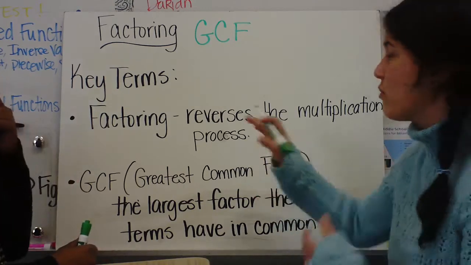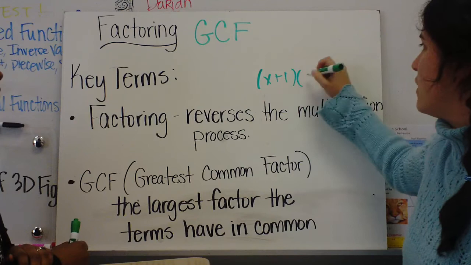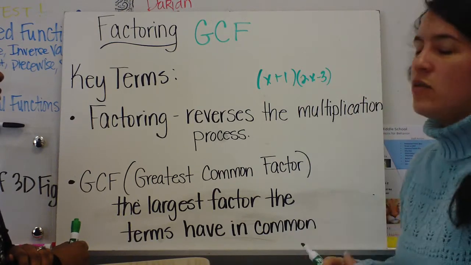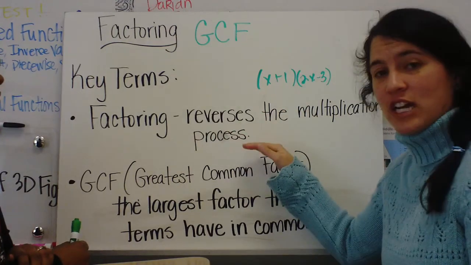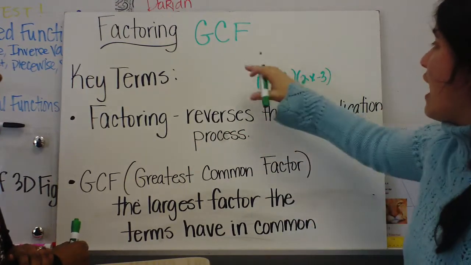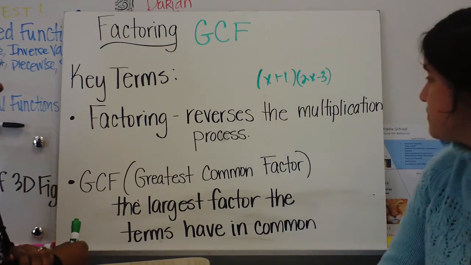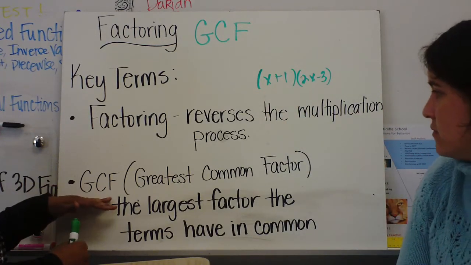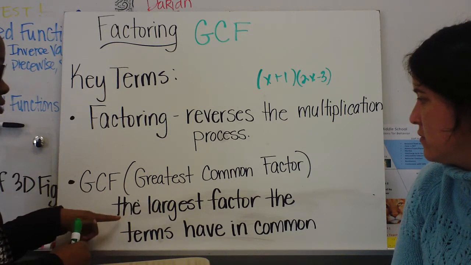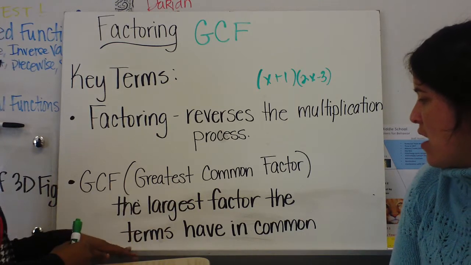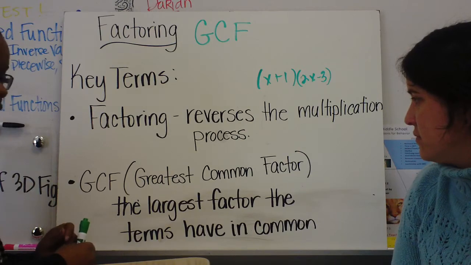When we say reverse the multiplication, if you have a binomial, let's say x plus 1 and 2x minus 3, we've learned how to multiply this using the distributive or the box method. So factoring is the opposite, when you have your answer and you put it back into two parentheses. And then GCF is the abbreviation for greatest common factor. What this means is the largest factor that terms have in common, and we're going to show you how to find the GCF.